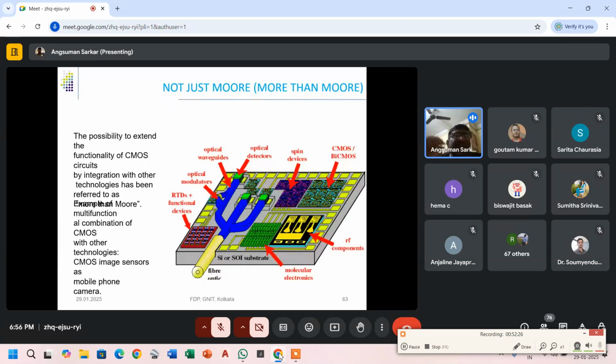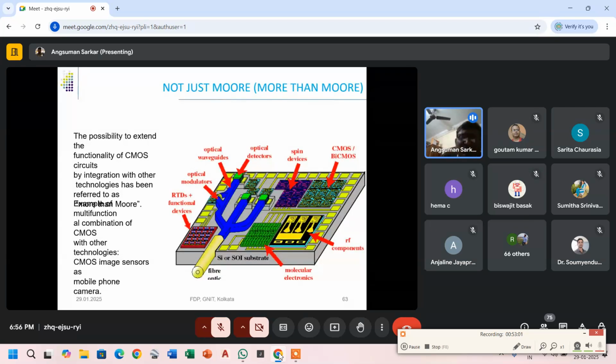It is basically the extension of the functionality of CMOS circuits by integrating with other technologies, and it is commonly known as the more than Moore technology. Basically, it's a combination of CMOS with other technologies. Suppose in a typical mobile chip, there is digital logic, analog logic, RF devices, a sensor, a camera, optical things, everything. If you can fabricate all together in the same chip, this is called the more than Moore concept.